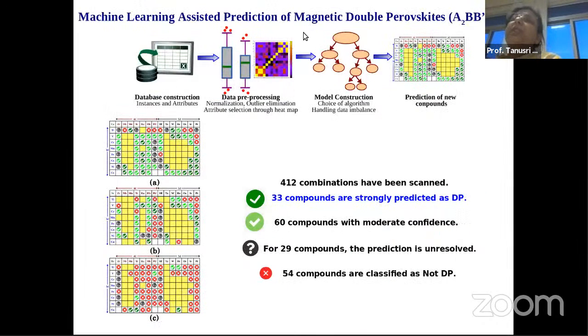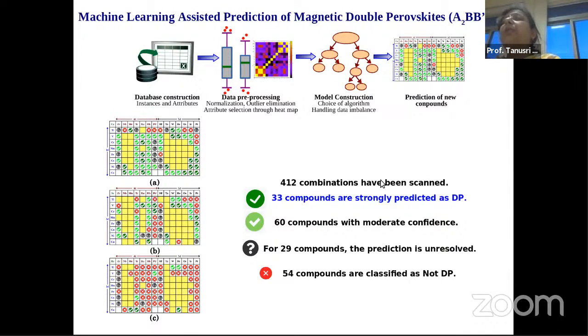And through this machine learning mechanism that I have already mentioned, we scanned 412 new combinations. Those were like your white boxes. And we found that, of all these combinations studied, 33 are strongly predicted as double perovskite, 60 with a moderate confidence, because each prediction in this machine learning comes with a confidence level.